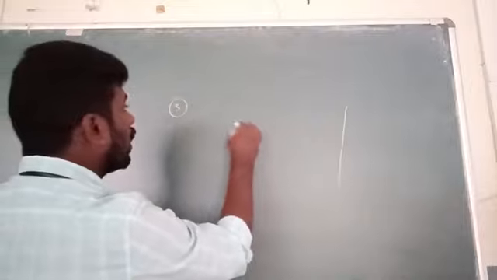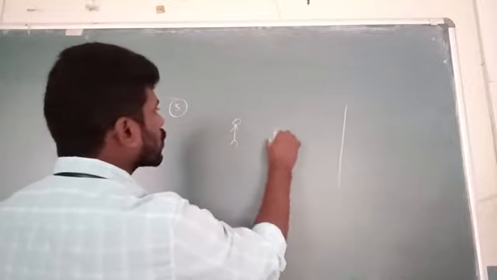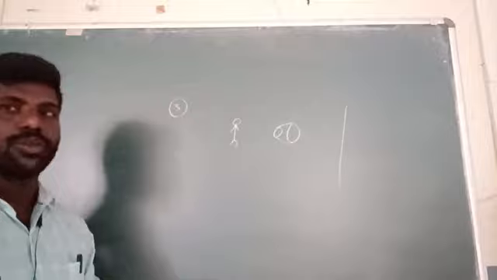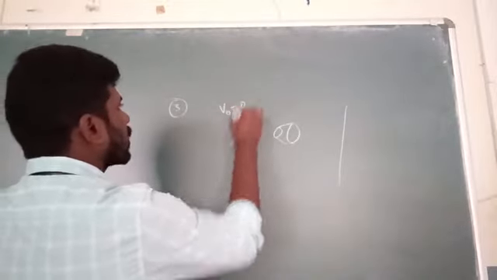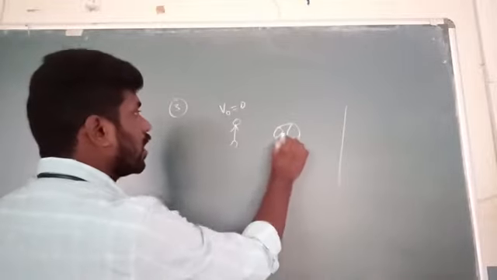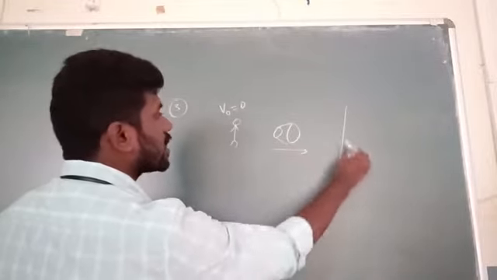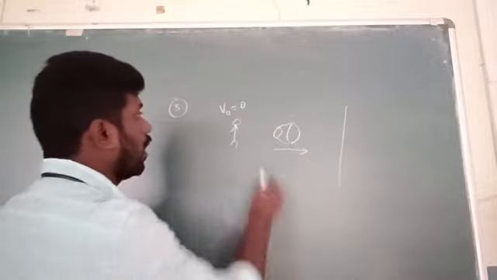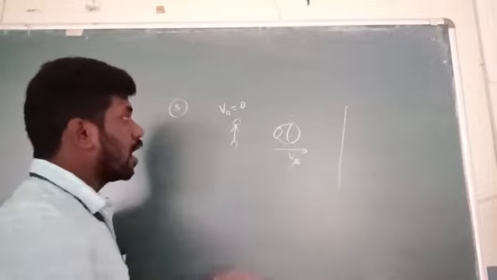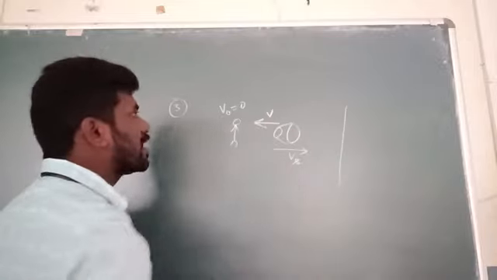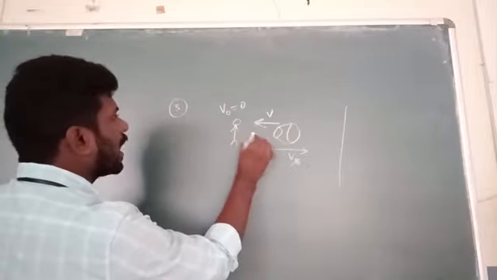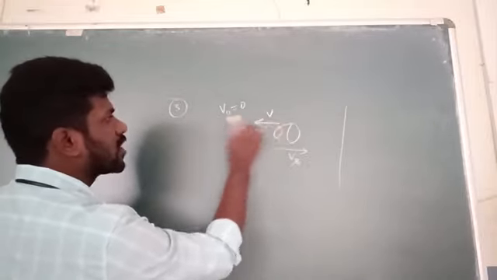Coming to the third condition, this is a stationary target. Here the observer is there, here the source is there. The observer is always taken as at rest, a stationary observer, but the source is moving towards a stationary wall. This is Vs, but the velocity of sound is always taken from source to observer. So this is V.